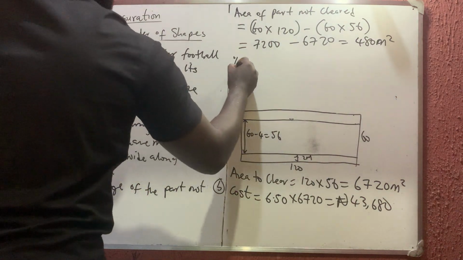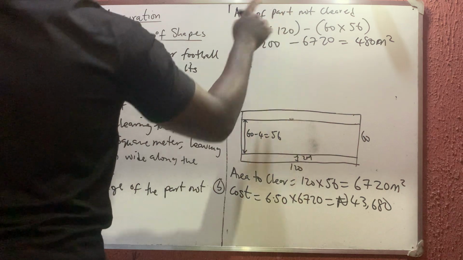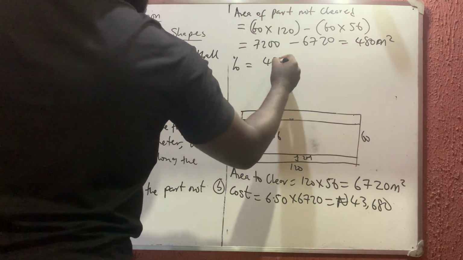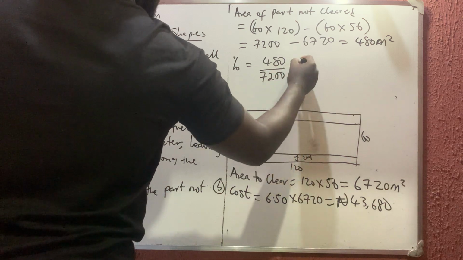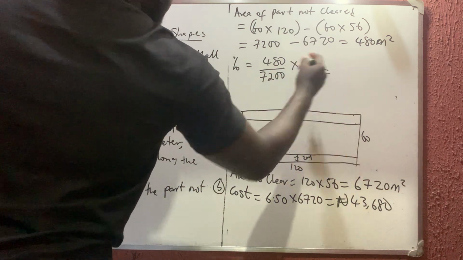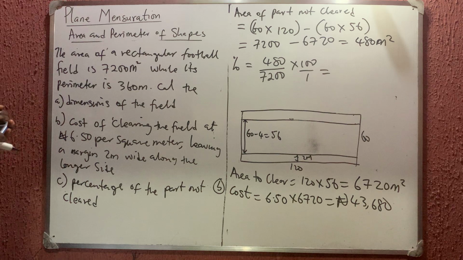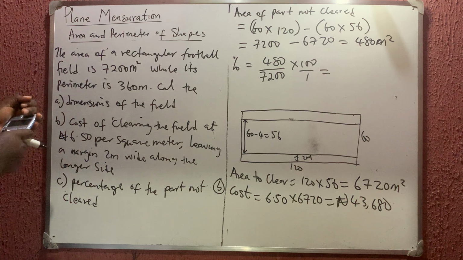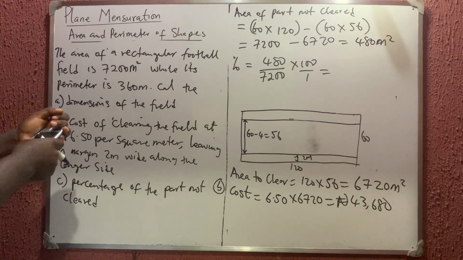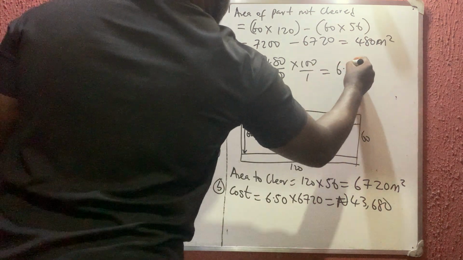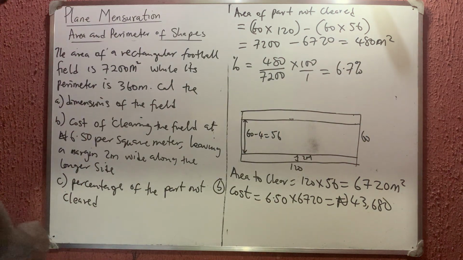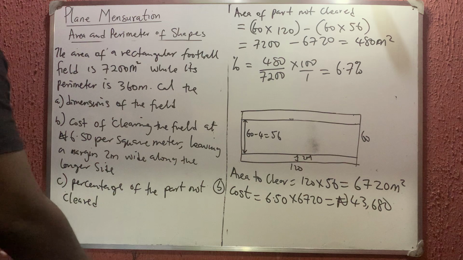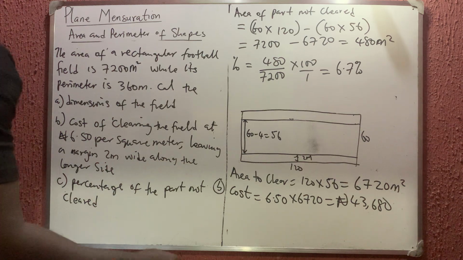So the percentage will now be what? Percentage of the part not cleared will now be 480 over the total area, which is 7,200, times 100 over 1. So we have times 100, then divided by 7200. So we have that it is 6.7% approximately. So approximately 6.7% was not cleared. Okay, so that is that for that.